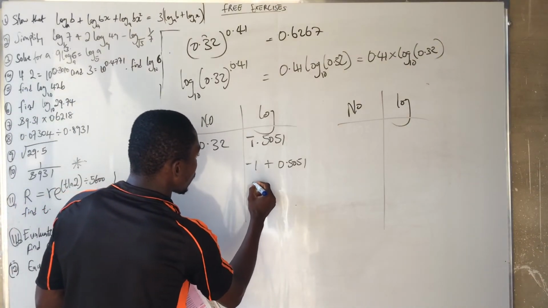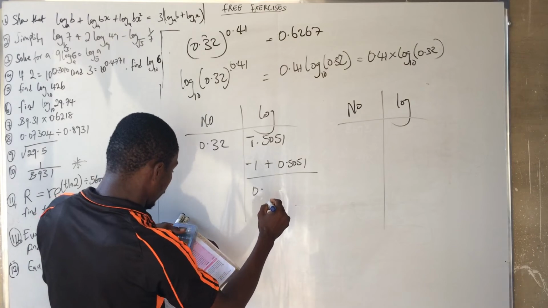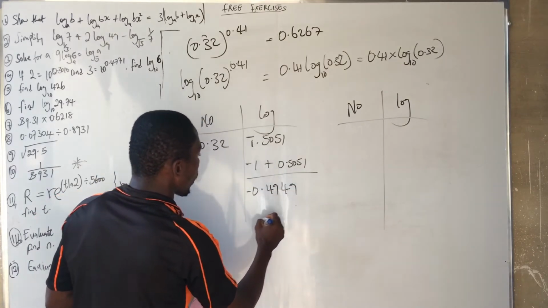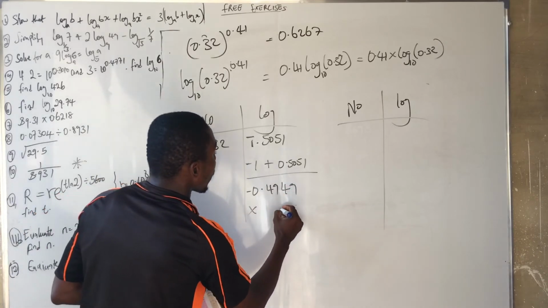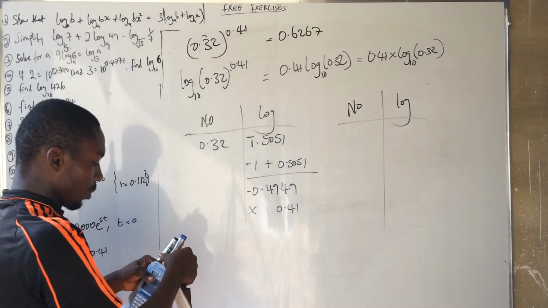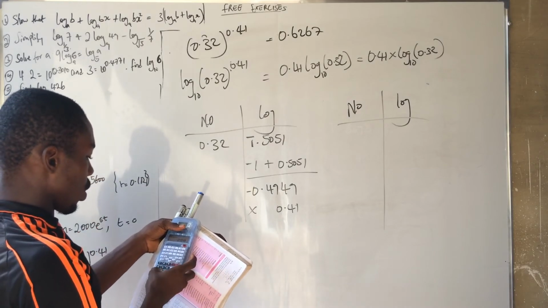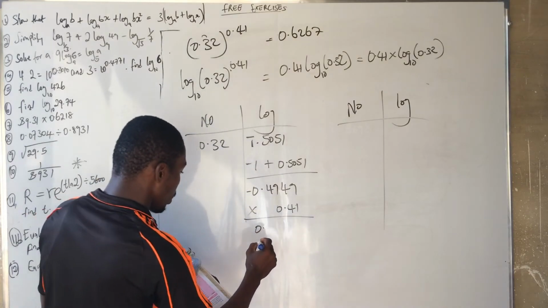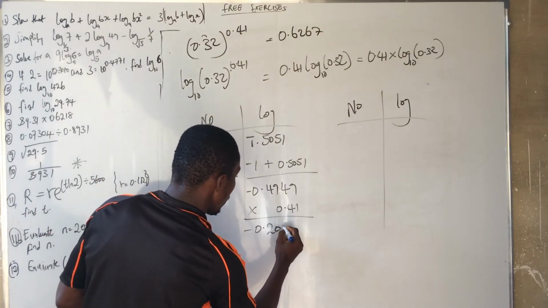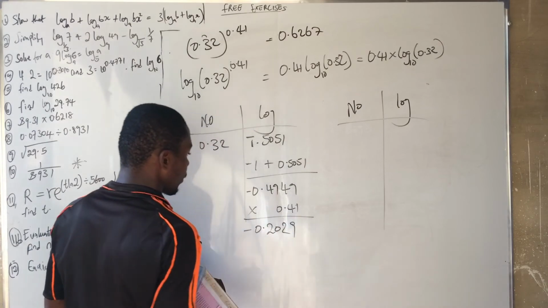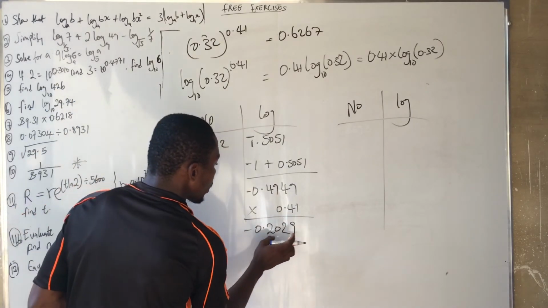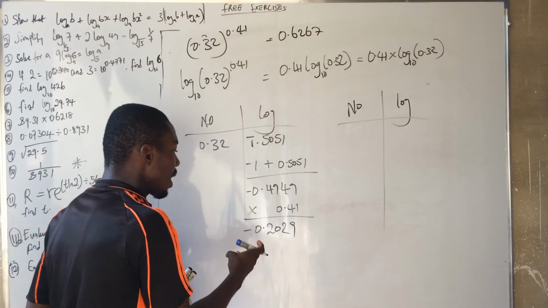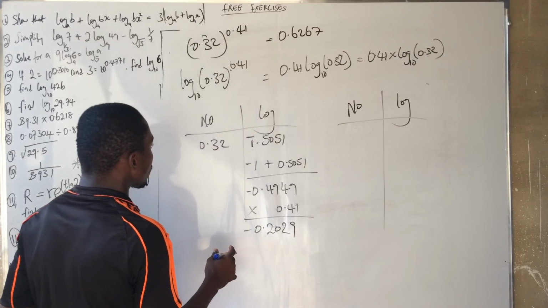That's going to give me negative 0.4949. I'll now multiply this by 0.41. Multiplied by 0.41, I'm going to have negative 0.2029. Now this again is not up to 1, and mind you, we don't have negative antilog. We don't have negative antilog.